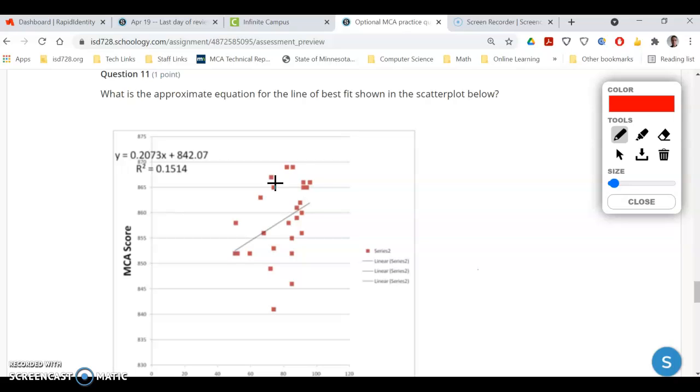Question number 11 from the extra credit assignment here. We want the equation for this line. And so basically we've got to do y equals mx plus b. So we're going to need the slope and the y-intercept. So normally to do this, you want 2 points from the line.